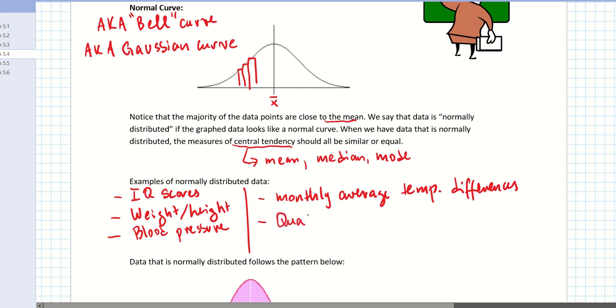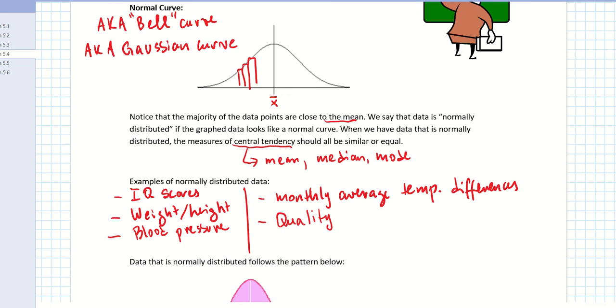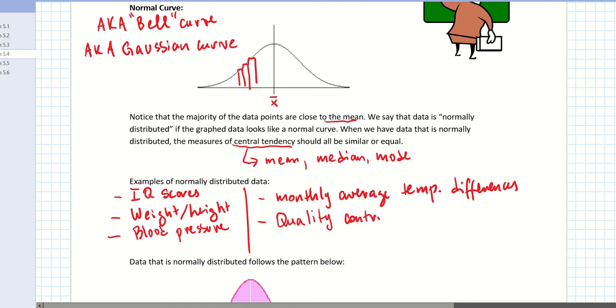So there's lots of examples that can come up here. And again, that's the reason why we learn about this, because you're going to see this curve, or mentions of the bell curve, or the normal curve, or the distribution all over the place, not just math. So quality control is the last example that I have for you here.